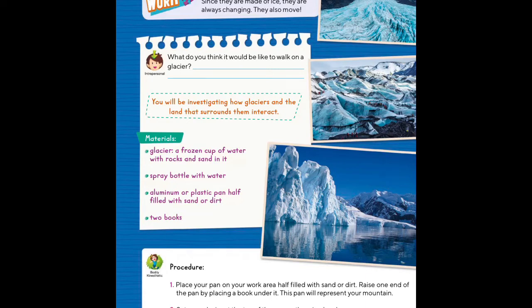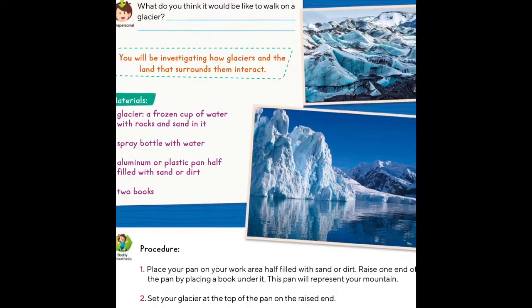Then we have an aluminum or plastic pan half filled with sand or dirt. You're going to need an aluminum or plastic pan, como una bandejita de aluminio o de plástico, it doesn't matter. And you need to fill it half with sand or dirt. Puede ser con arena o con tierra. So you're going to fill that halfway, a la mitad, with sand or dirt. And finally, you're going to need 2 books. Okay? So what is the procedure?